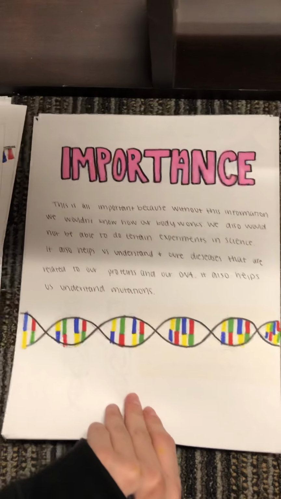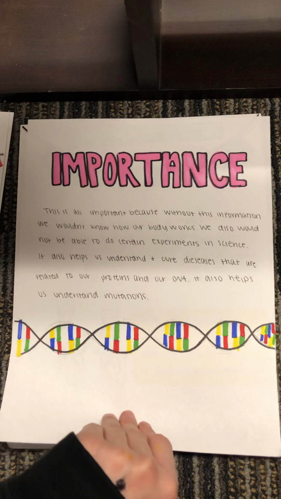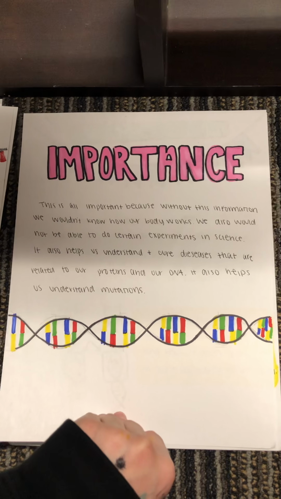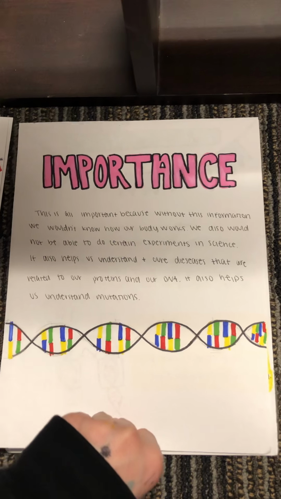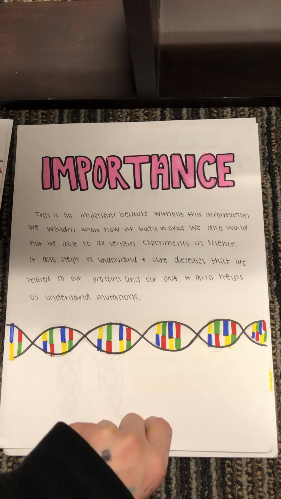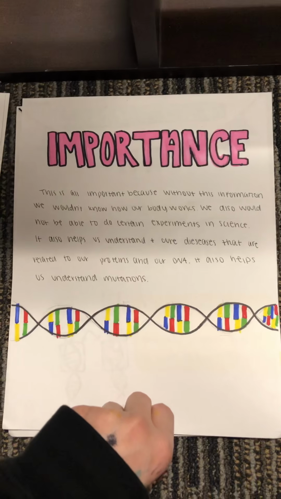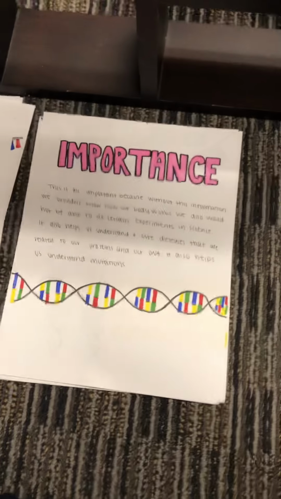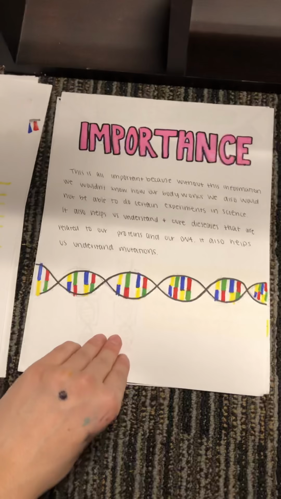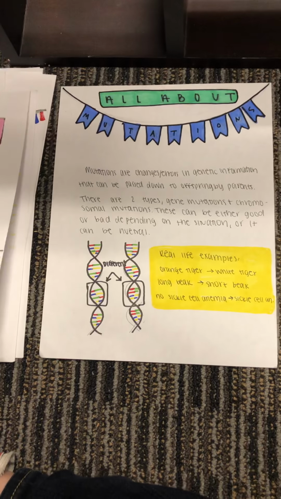So the importance of all of this information is that without it, we wouldn't know how our body works. We also would not be able to do certain experiments in science, and it also helps us understand and cure diseases that are related to our proteins and our DNA. And then finally, it helps us understand mutations. So if we were to have a sickness or something was going on in our DNA, we actually know what the DNA structure looks like and how to deal with it and the different parts of it, which makes it 10 times easier to go through and be able to solve the problem.